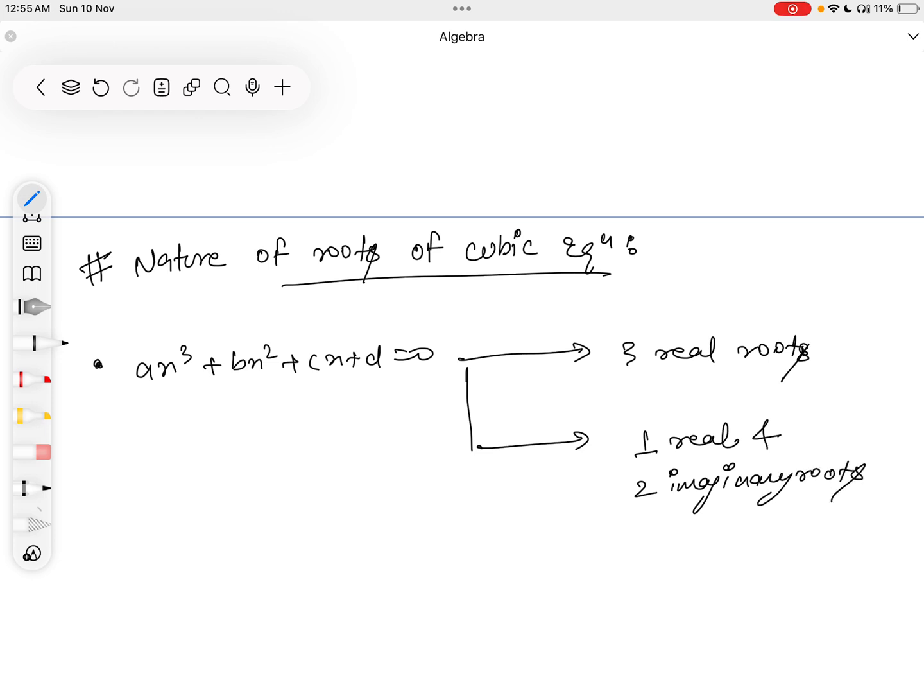Just this. Just two cases. Now again you might ask, sir, can't we have two real and one imaginary? No, it is not possible.